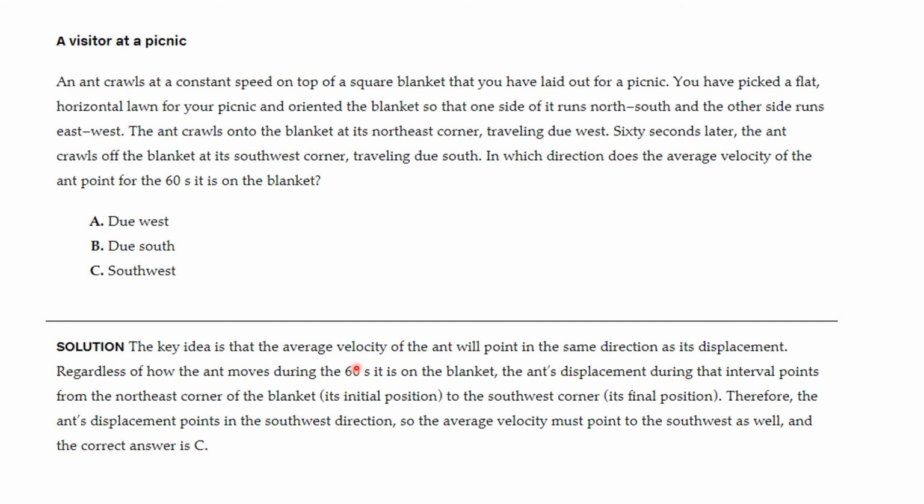The key idea is that the average velocity of the ant will point in the same direction as its displacement. Regardless of how the ant moves during the 60 seconds, its displacement during the interval points from the northeast corner of the blanket, its initial position, to the southwest corner of the blanket, its final position. Therefore, the ant's displacement points in a southwest direction, so the average velocity must point southwest as well. The answer then would be C.